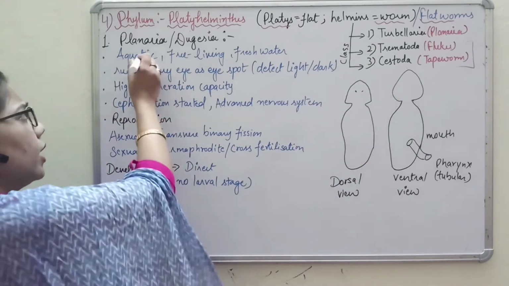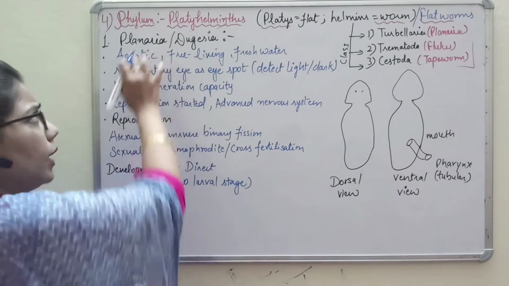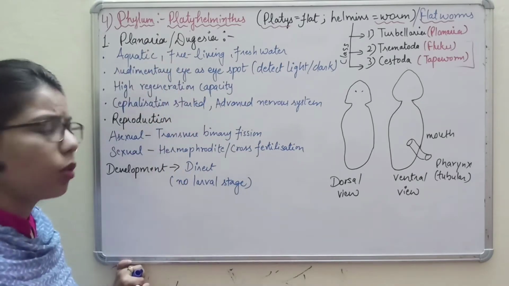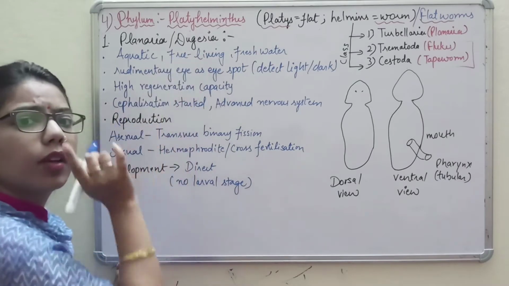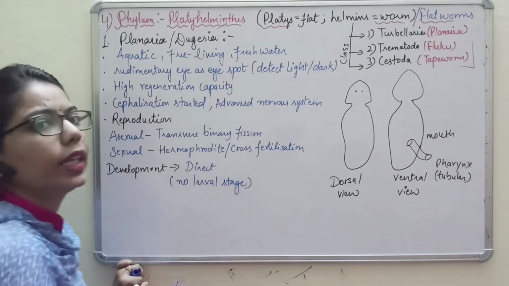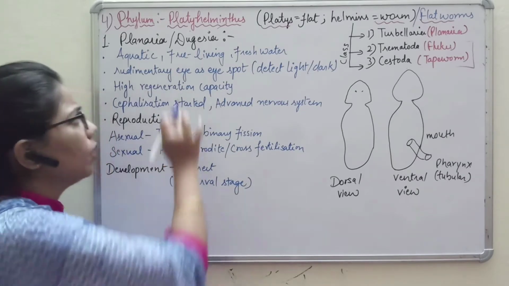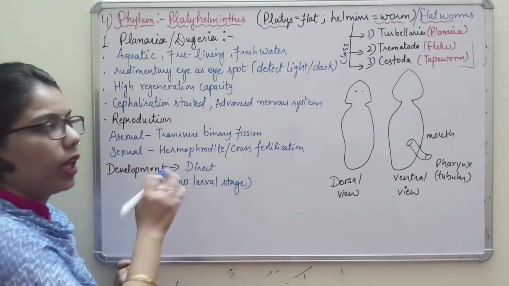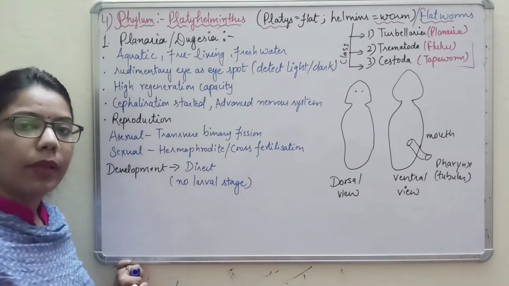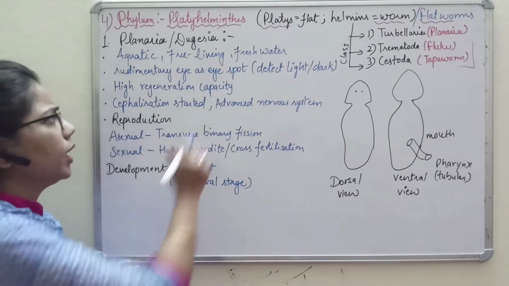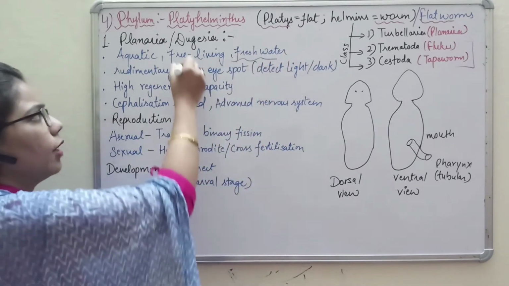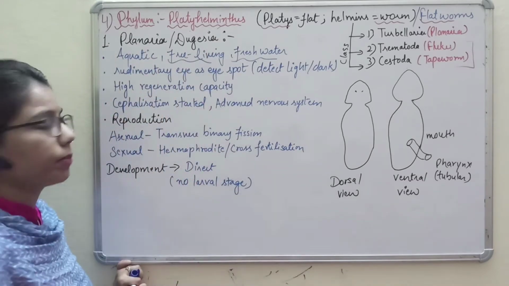Right, so if we talk about the Planaria, it is aquatic, and these are free living, and these are the only example which comes under Platyhelminthes that are free living or the aquatic form, and later on they will become parasitic. So freshwater, free living, and aquatic.